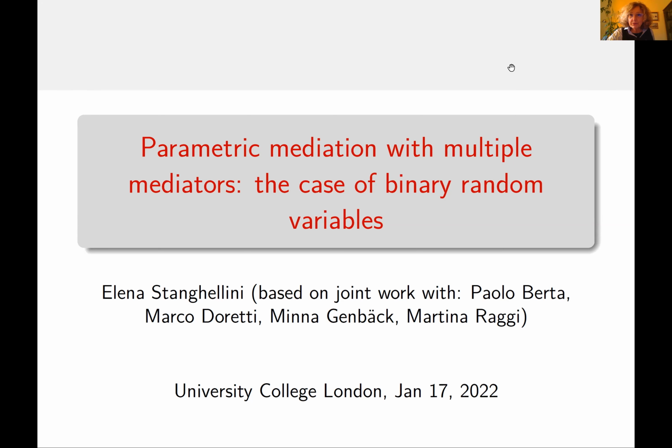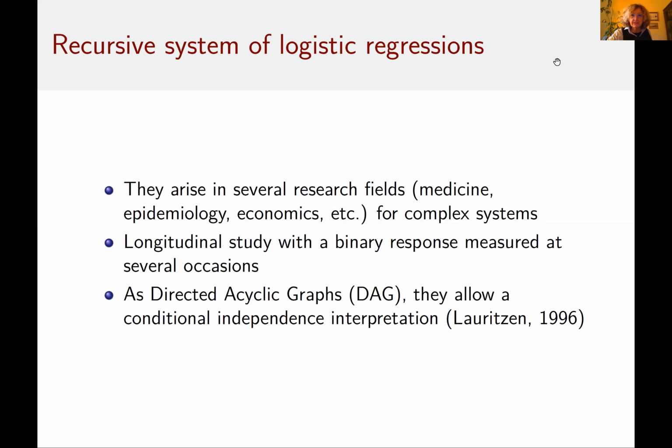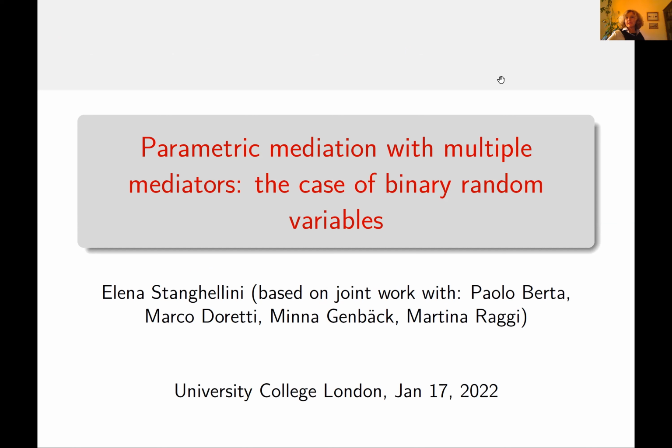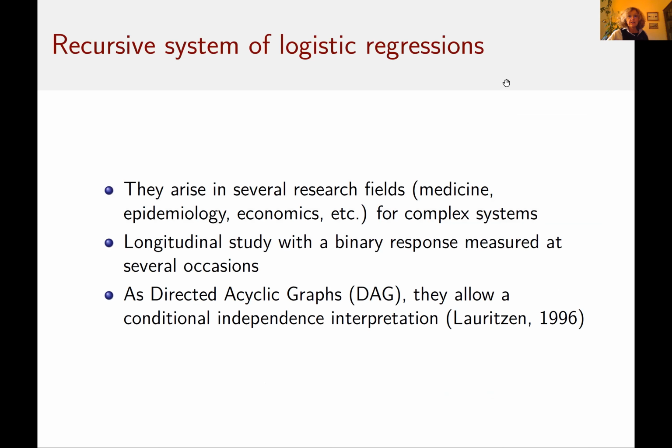So today I'm going to talk about this issue in parametric mediation when we have multiple mediators, and I will focus on the situation with binary random variables. The assumption is that we have a recursive system of univariate logistic regressions, and they may arise in several fields like medicine, epidemiology, economics, and they may be used to describe some kind of complex systems.